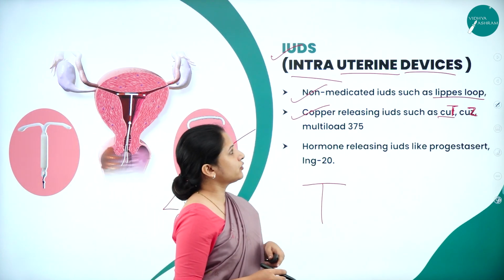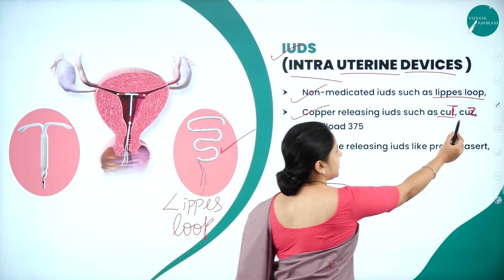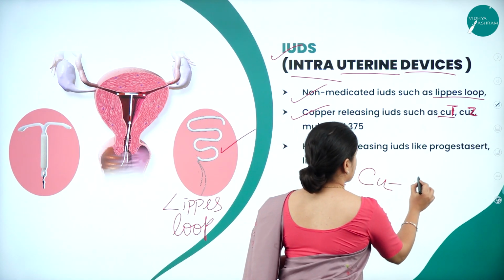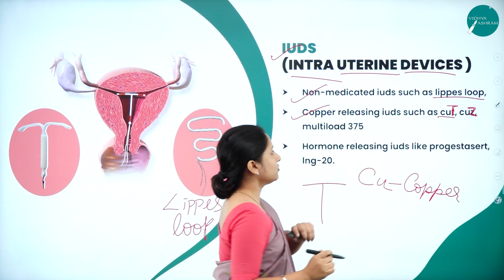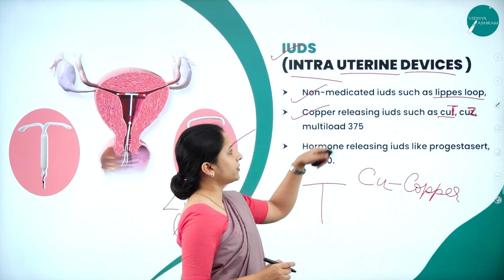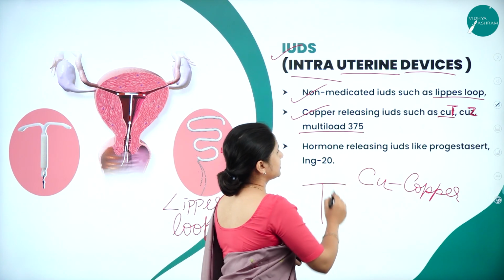And one more intrauterine device that releases copper ions is called CuZ. You know that in chemistry, Cu is the chemical name for copper. Cu stands for copper. That is why it is named Cu-T. And you have one more called CuZ. There is also one more copper releasing intrauterine device, which is called multi-load 375.